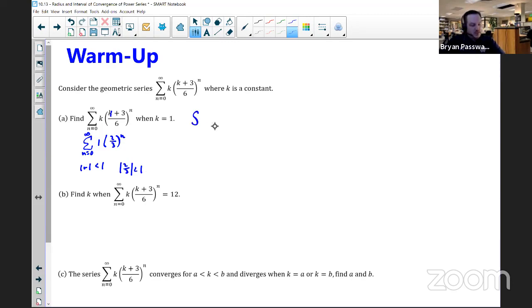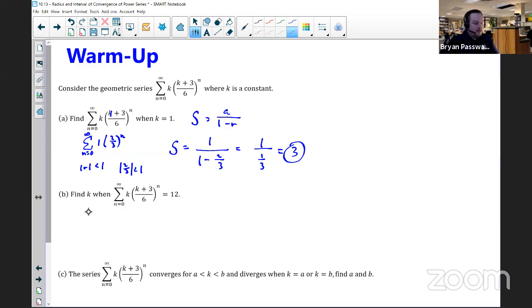And we learned that if a geometric series converges, the sum is going to be a over 1 minus r, where a is the first term and r is that ratio. So in this case, our first term, if you plug in 0 for n, you get 1 times 2/3 to the 0 power. So our first term is just going to be 1, over 1 minus r. We already said our r was 2/3, so it's 1 over 1 minus 2/3. If we reduce that, 1 minus 2/3 is 1/3, and that gives us 3. So when k is 1, the sum of the series is going to be 3.